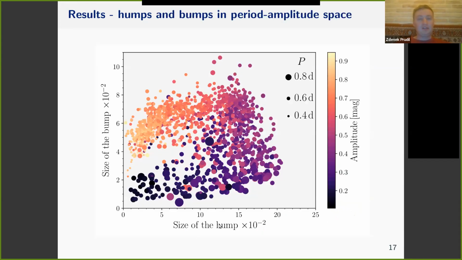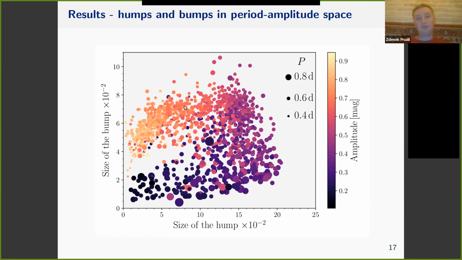This is a summary plot of those two previous ones that, on the other hand, shows on the x-axis the prominence of the hump, and on the y-axis the prominence of the bump. The colors denote the amplitude of the changes, and the size of the points is connected to the pulsation periods. If we go from stars with very small humps, the bump is on average, and these stars have very short pulsation periods, and based on the color you can see that they also have quite high amplitudes.